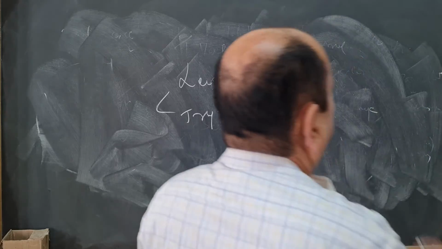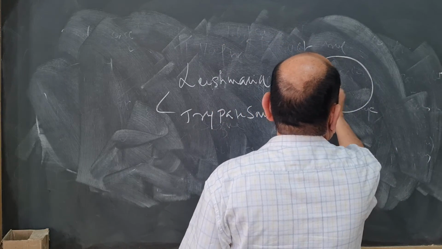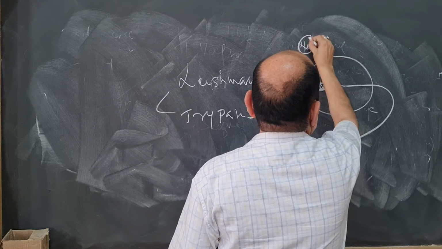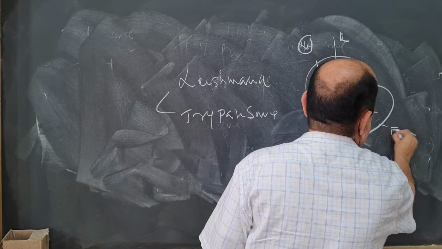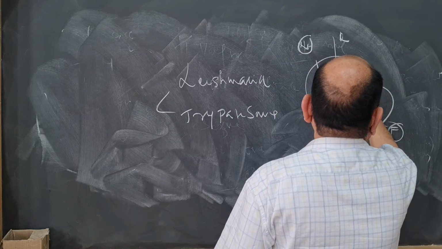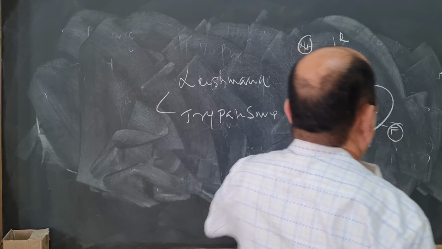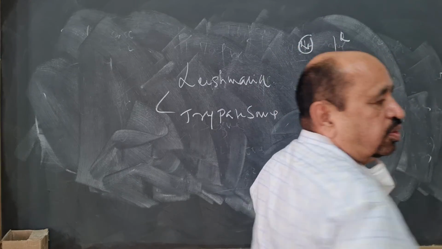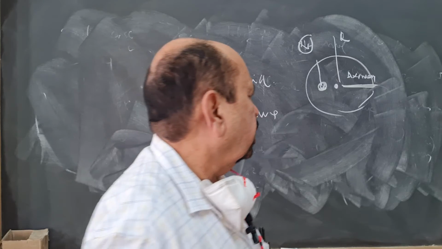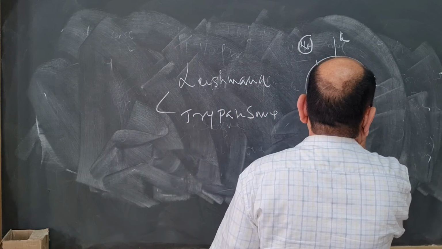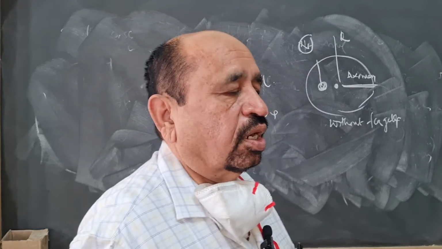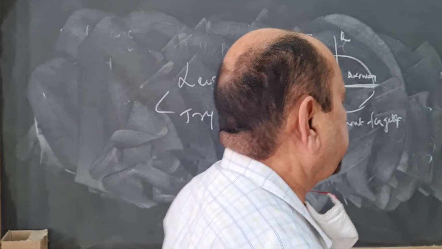Write the diagram of an amastigote. This is the nucleus, this is the kinetoplast, and this is the flagellum. The flagellum which runs inside the body is called the axoneme. Amastigote means without flagella.